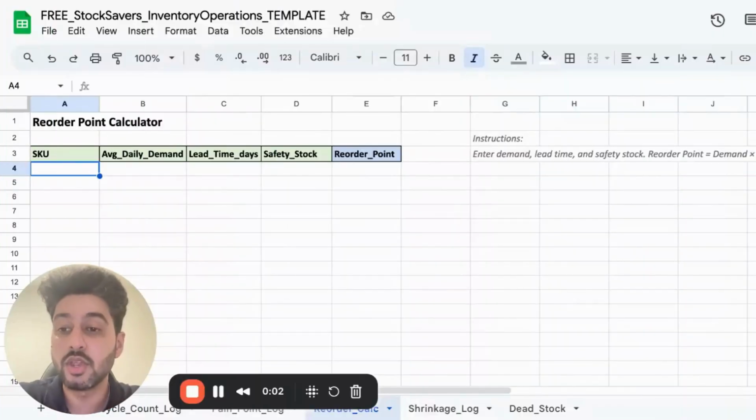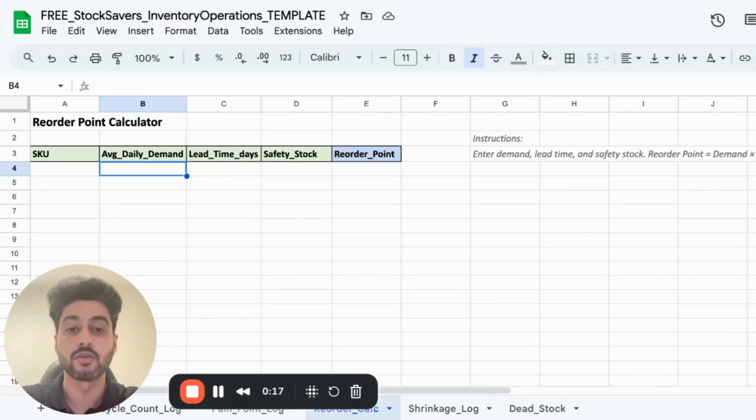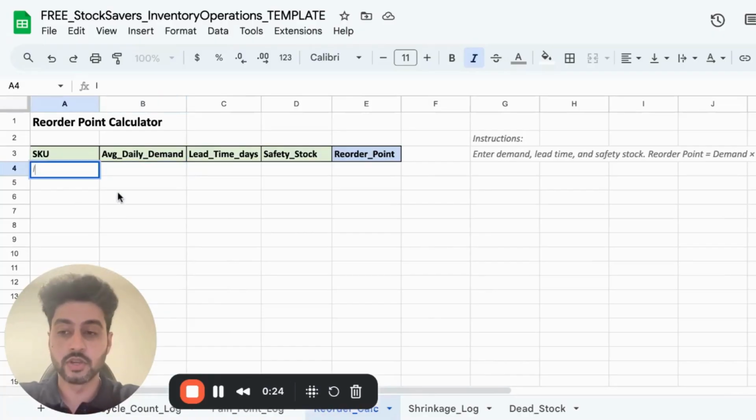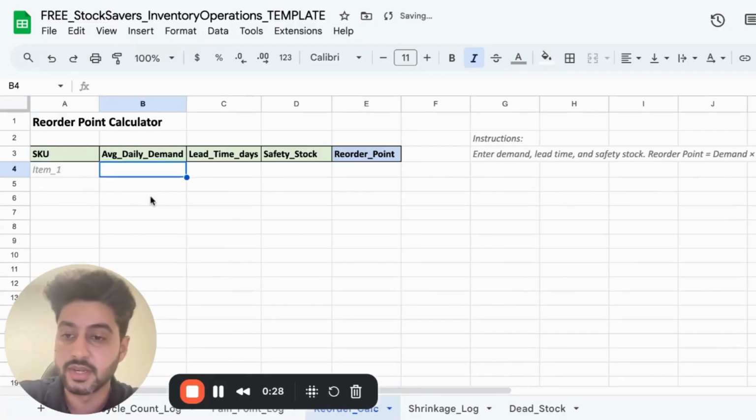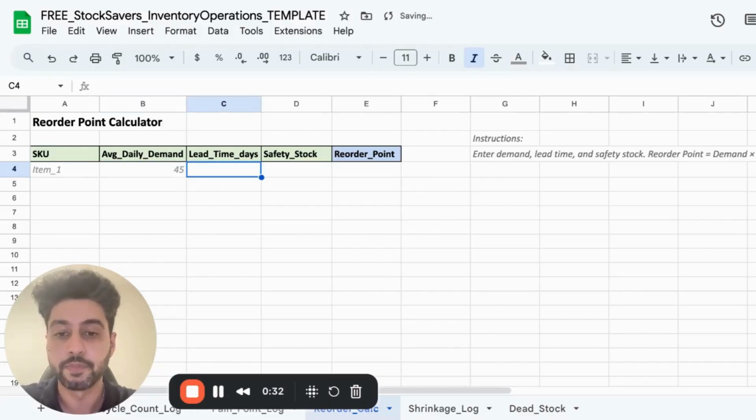So this is the Reorder Point Calculator. It's one of the sheets in the free Stock Savers inventory operations template. And we're going to start by entering your product or SKU, then plugging in the average daily demand. So this is the average number of units you sell per day, which is going to give us a base demand for that item. So I'm going to go ahead and make the SKU item 1. And I'm going to say that on average, this sells 45 units per day.